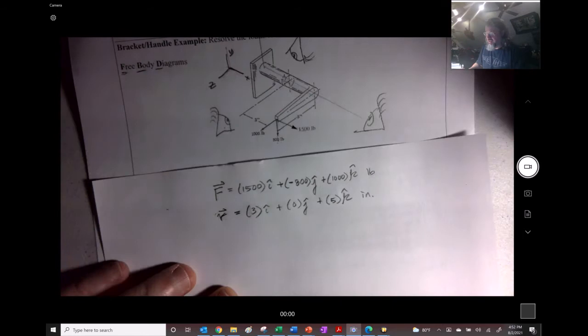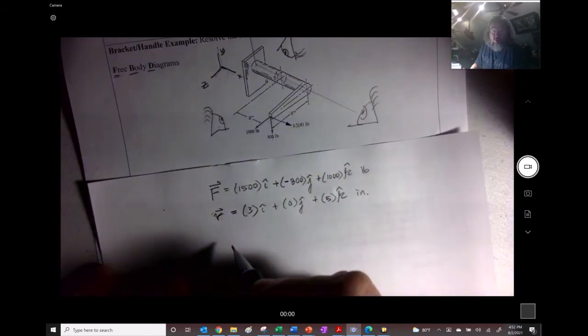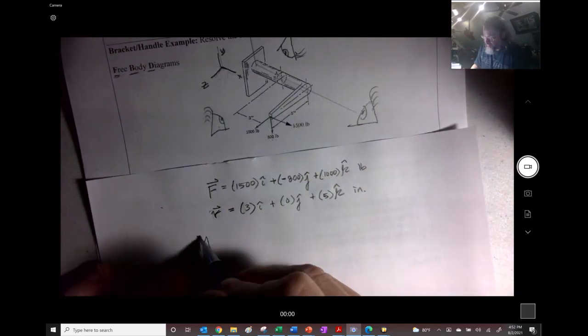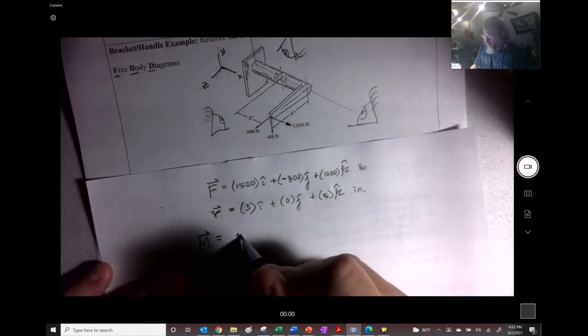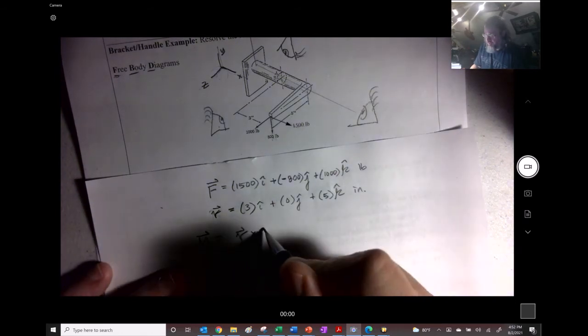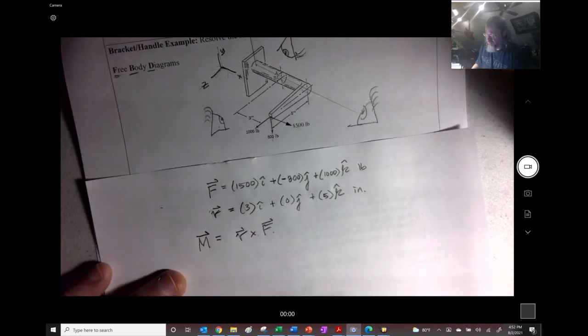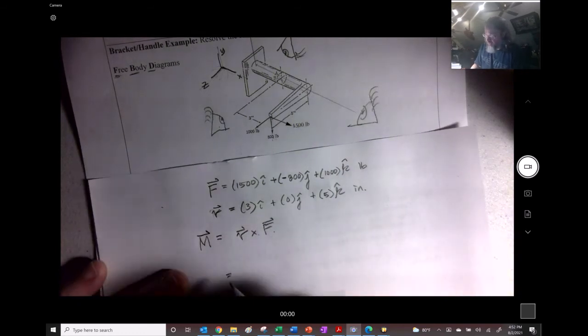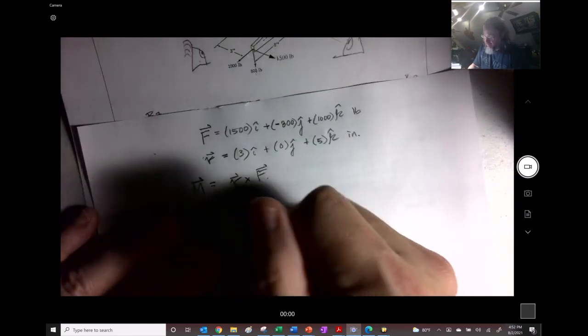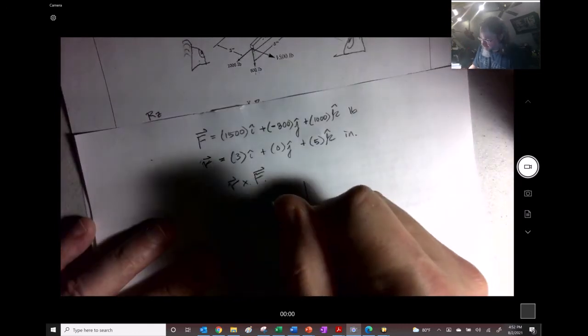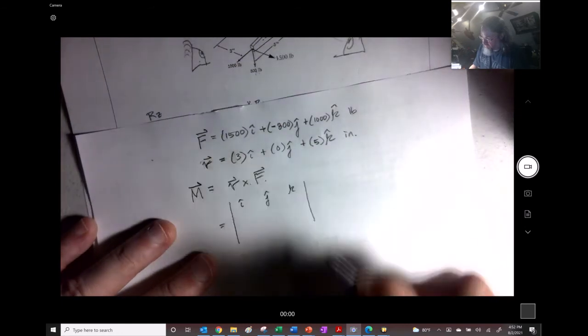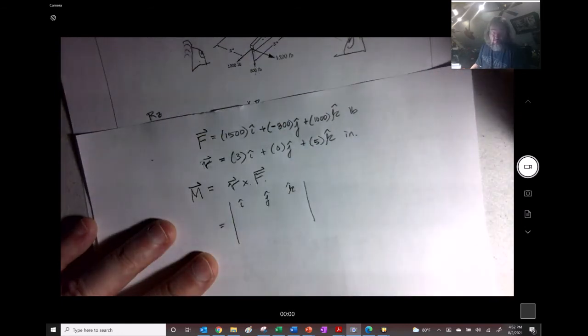Now, if you want to get the reaction moments of something, you'll recall that M is a vector, and it's going to be r cross F, right? You've got to make sure you put the position crossed first, because what we do with that is we make a 3x3 matrix. Off the top row, we go i, j, k.